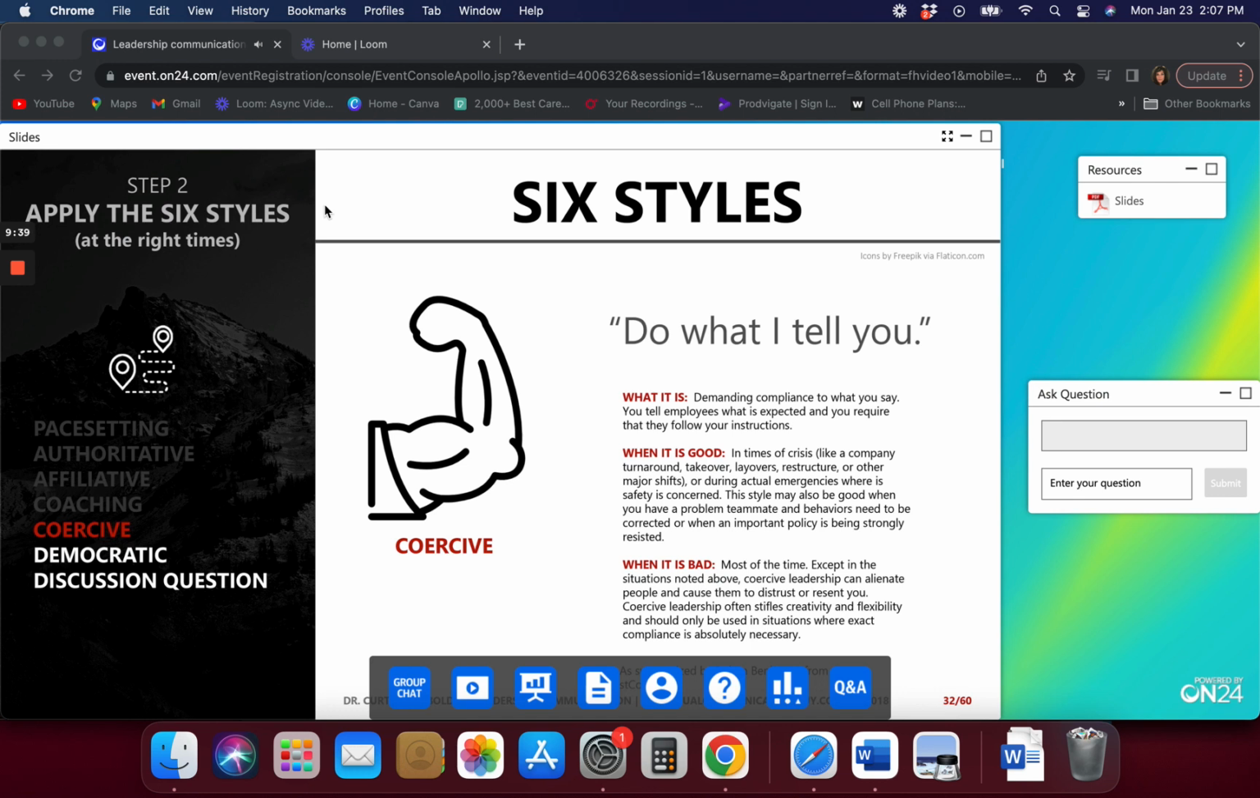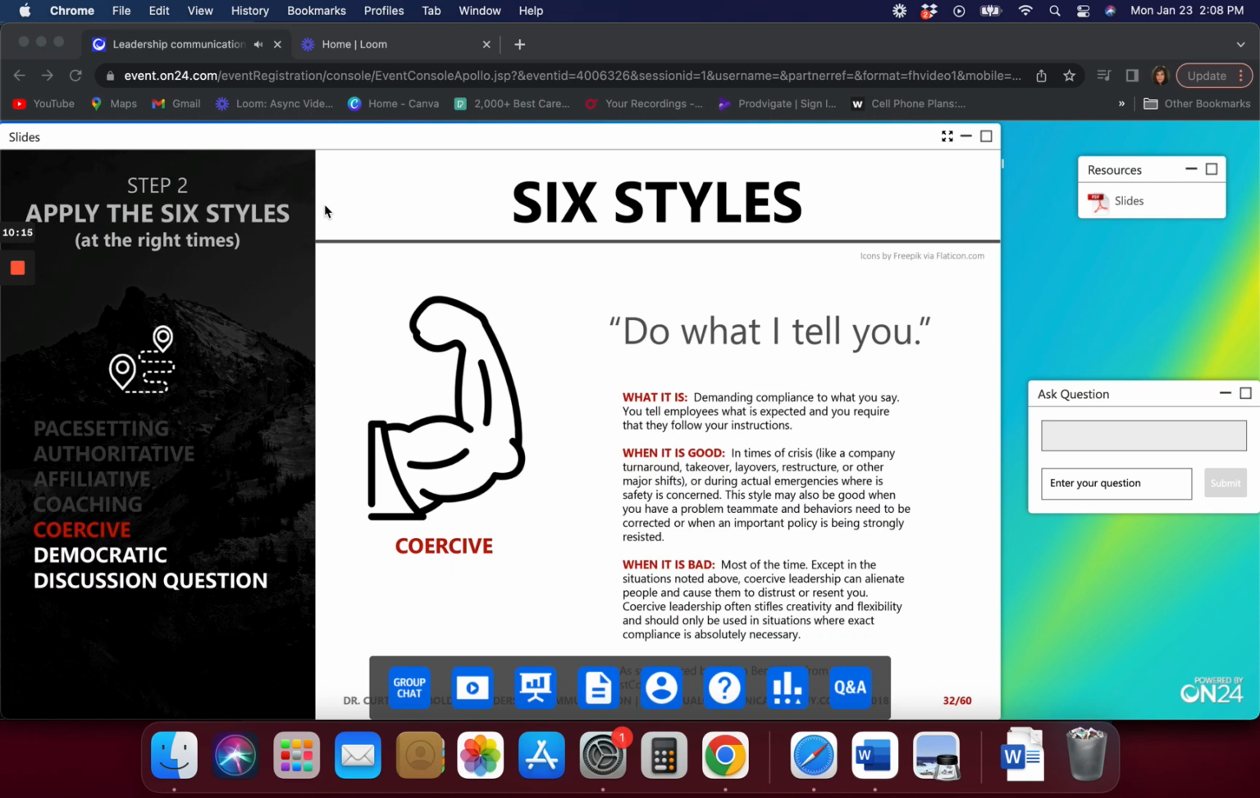Now, surprisingly, even though this sounds terrible, and it usually is, there are some times when you do need to be a coercive leader. So when is it good? Well, first of all, in times of crisis. So if there's a major company turnaround, layoffs, restructure, major shifts, or especially an actual emergency where safety is concerned. And again, we saw this during the pandemic, where we had to make very specific policies and decide if we're going to enforce those policies. But during crises or emergencies, employees do look to their leaders to guide them through safety, but also through a process.